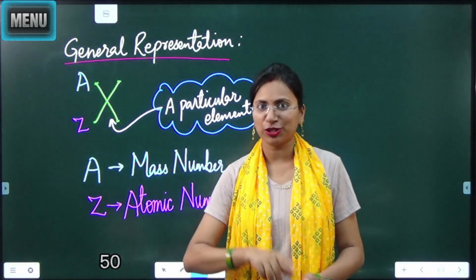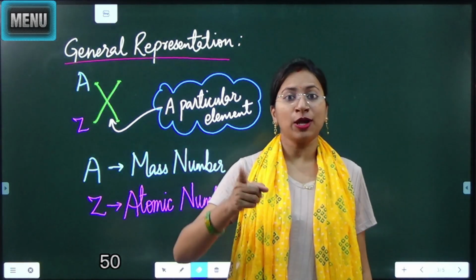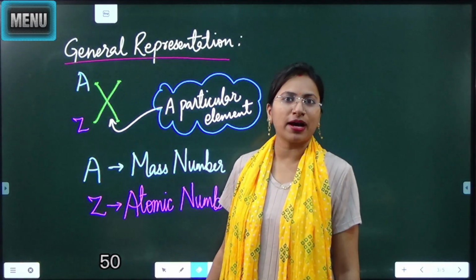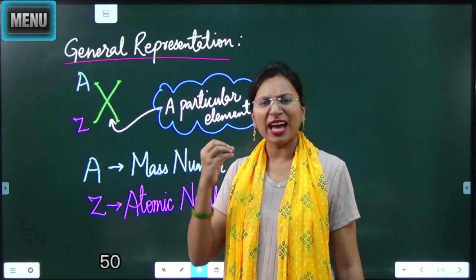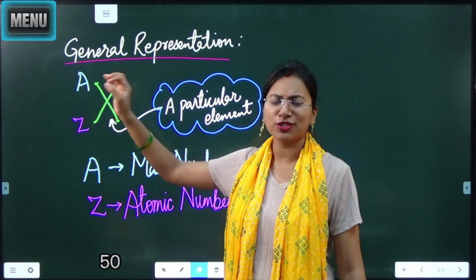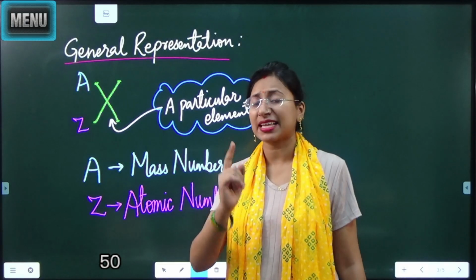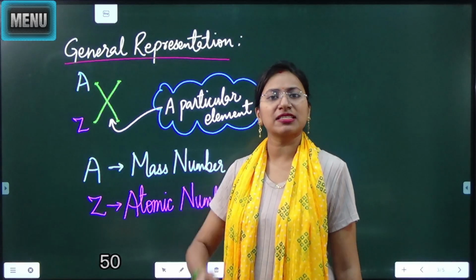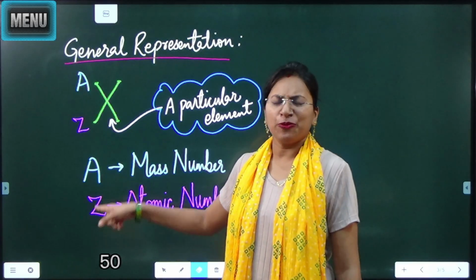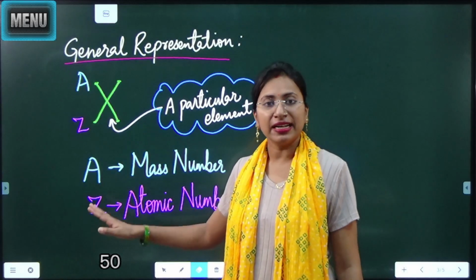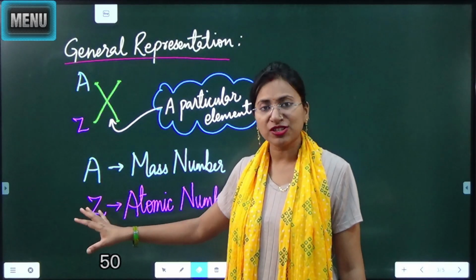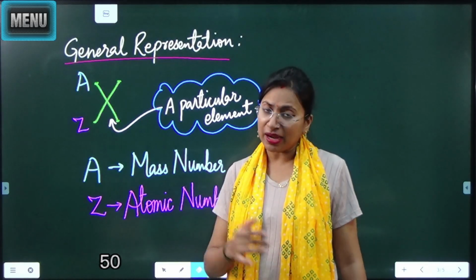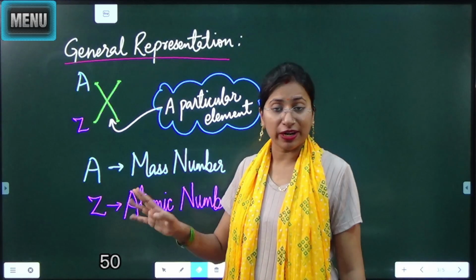At first, we have to keep in mind what this A is and what this Z is. It is not atomic mass. Many times students have the misconception that A is atomic mass. No, it is not atomic mass. Atomic mass can have a fractional or decimal value, but A and Z will never have values in decimal or fraction. Why is it like this? We are going to understand it in coming videos.